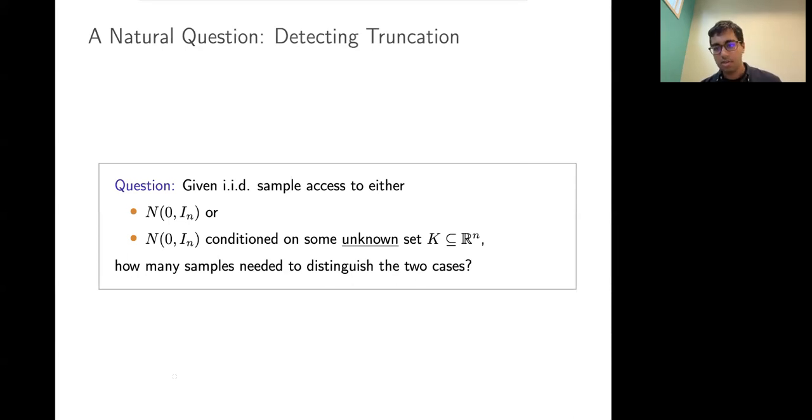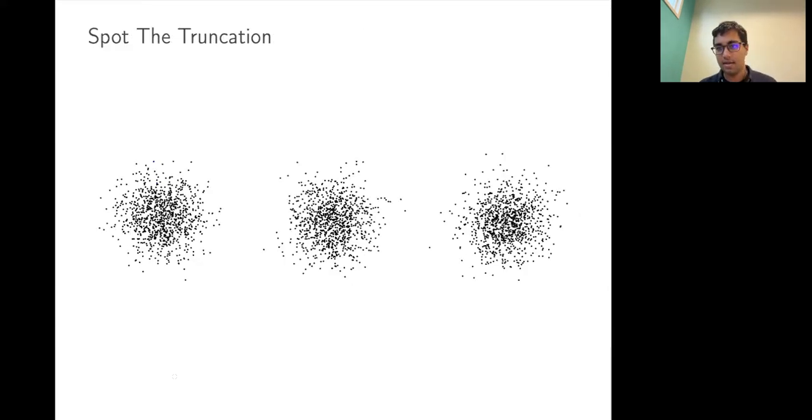Let me convince you of this with two simple examples. Here are 3 draws of 1,000 samples from some distribution. I'm promising you that 2 of these distributions are the Gaussian distribution, and the third one is not. I know we're being recorded, but does anyone want to be bold enough to guess which one is the truncated distribution?